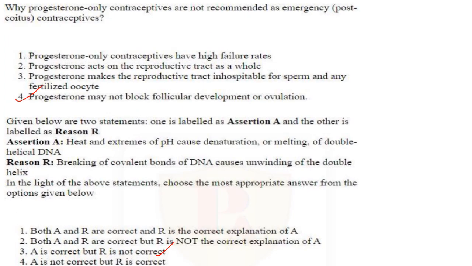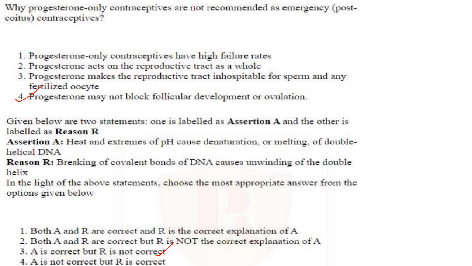Next question. Why progesterone only contraceptives are not recommended as emergency contraceptive? So progesterone may not block follicular development or ovulation. That is why progesterone only contraceptives are not recommended as emergency contraceptives. Answer is option 4. Then next one.